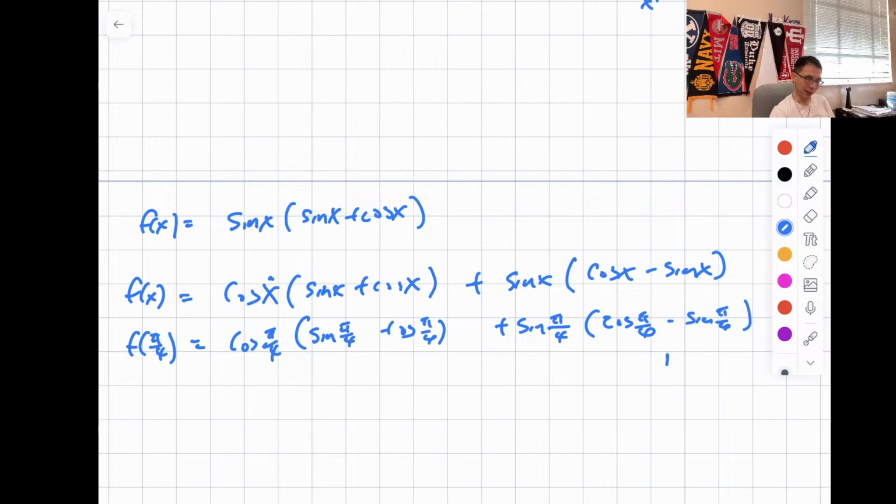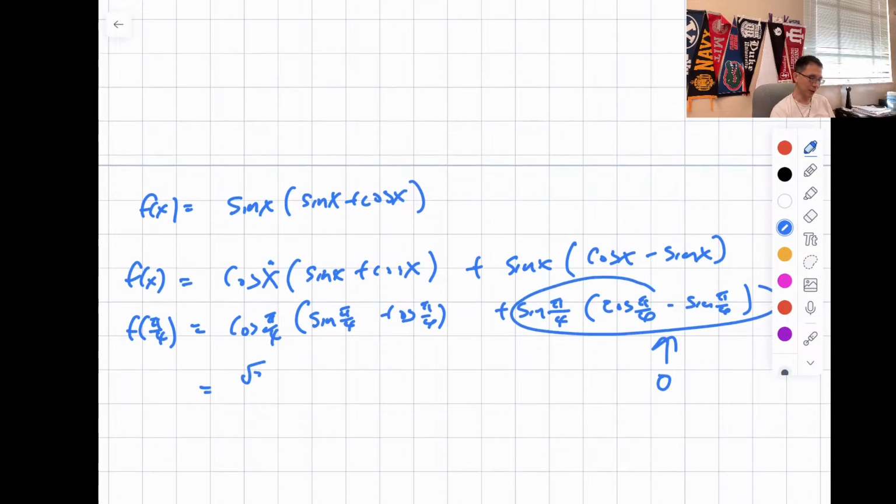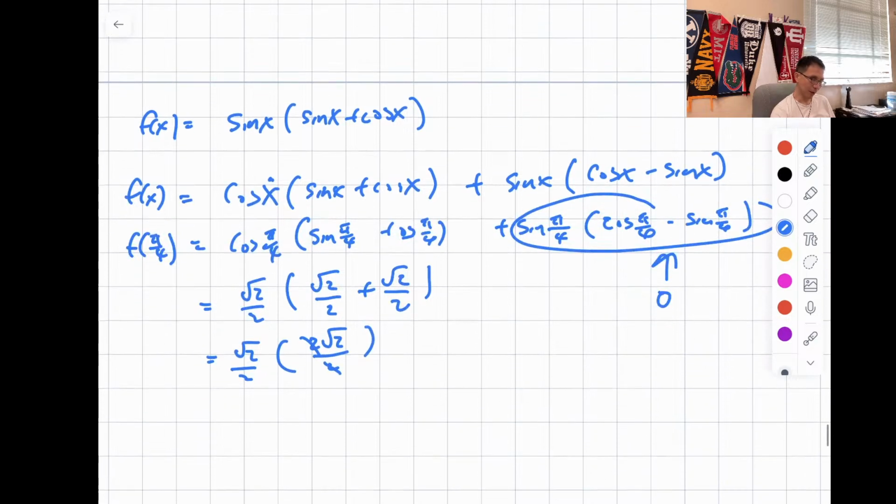You're going to see this is actually equal to 0. Why? Because square root 2 over 2 minus square root 2 over 2 is 0. 0 times anything is 0. So the whole thing is 0. I don't even have to do any work. And then here it's going to be square root 2 over 2 times square root 2 over 2 plus square root 2 over 2. Then square root 2 over 2 times 2 square root 2 over 2. This cancels. Then it's going to be square root 2 times square root 2 is 2 over 2. That's equal to 1. Beautiful answers.